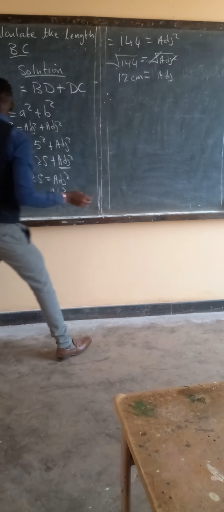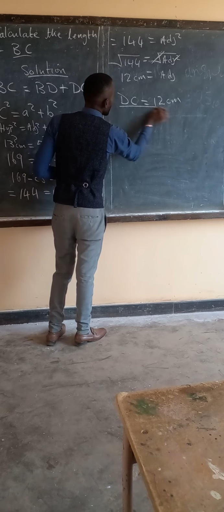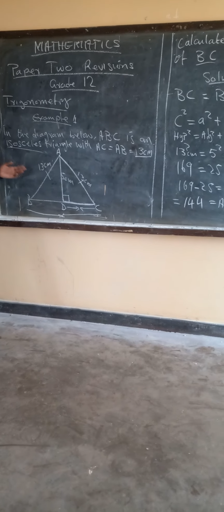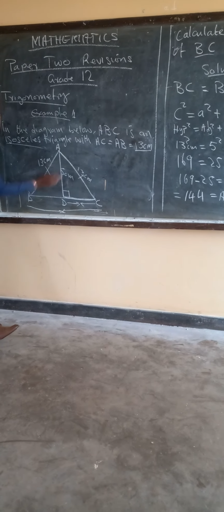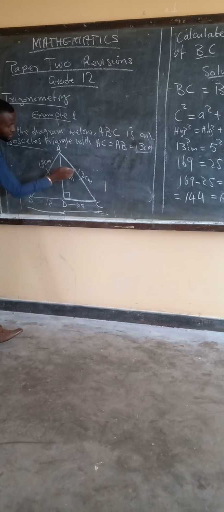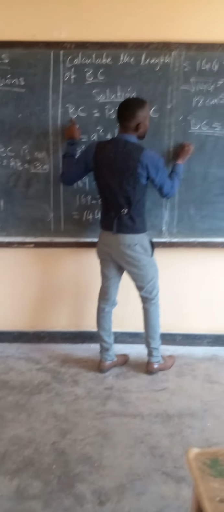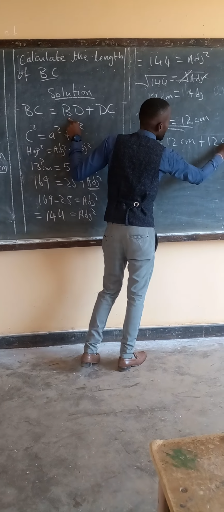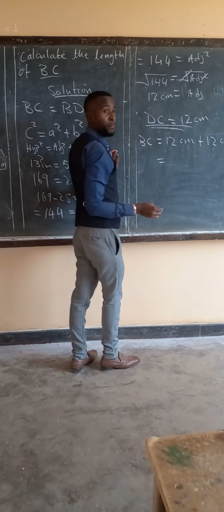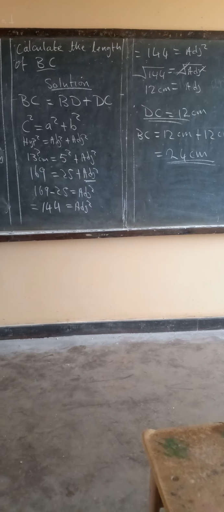Therefore, we can proudly say that my DC is equal to 12 centimeter. DC is the same as BD because these triangles are one and the same. As you can see, this is 5 and this is 13. So if I were to use this, I'll find this BD to be the same as 12. If I would find DC, it is 12. Therefore, I'm going to say my BC is going to be 12 centimeter plus 12 centimeter, which is 24 centimeter. Therefore, I have found what my BC is.